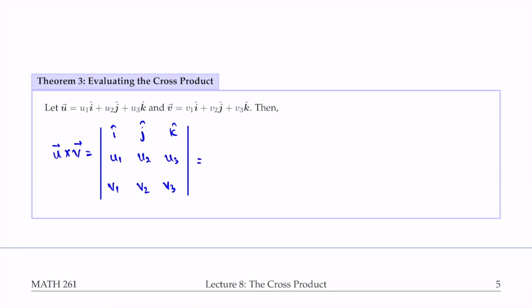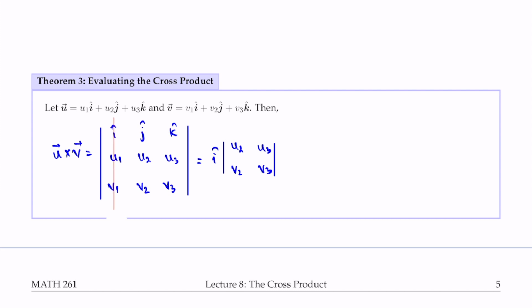What you do is you start with this i. When you start with i, you're going to delete the corresponding column and the corresponding row, and you're left with the entries u2, u3, v2, and v3, and you form a determinant of those values. That is the determinant of u2, u3, v2, v3. So now that's just for the first term of the calculations.